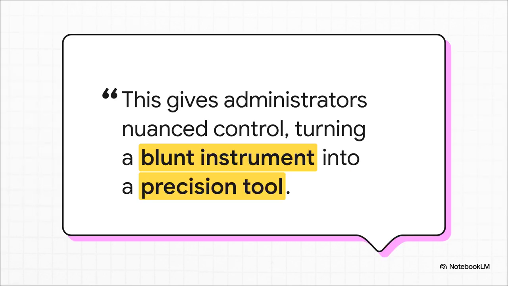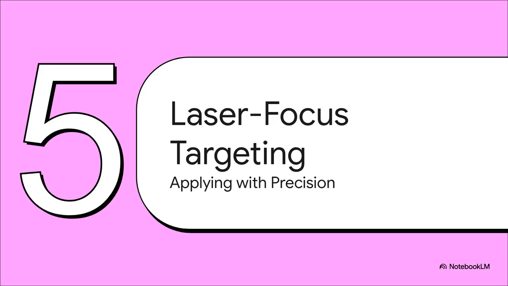And that really is the key takeaway here. All these little options give administrators this incredibly nuanced control. It turns what could be a blunt instrument into a true precision tool. And now for what I think is the crown jewel of preferences, something called item-level targeting. If preferences are the precision tool, well, this is the laser guidance system. It lets an admin apply a setting with almost unbelievable pinpoint accuracy.